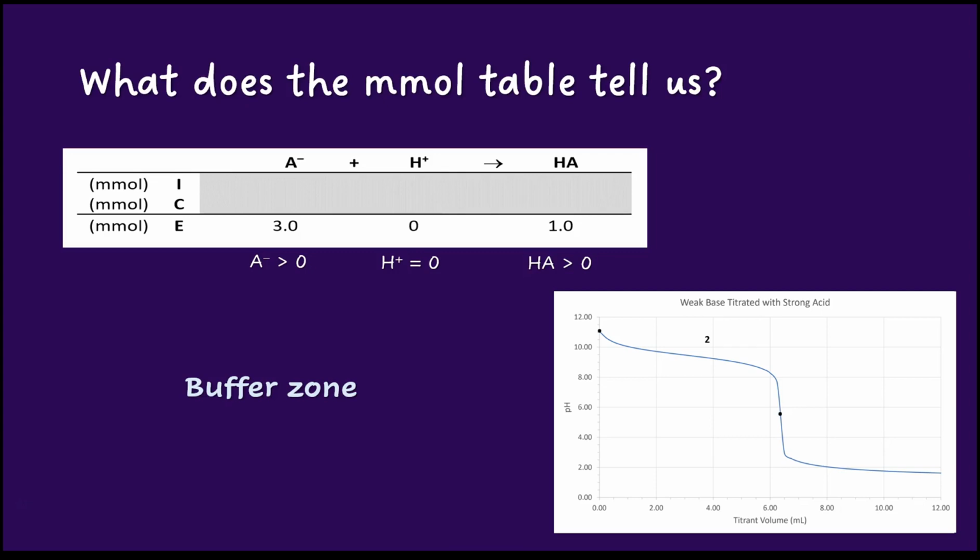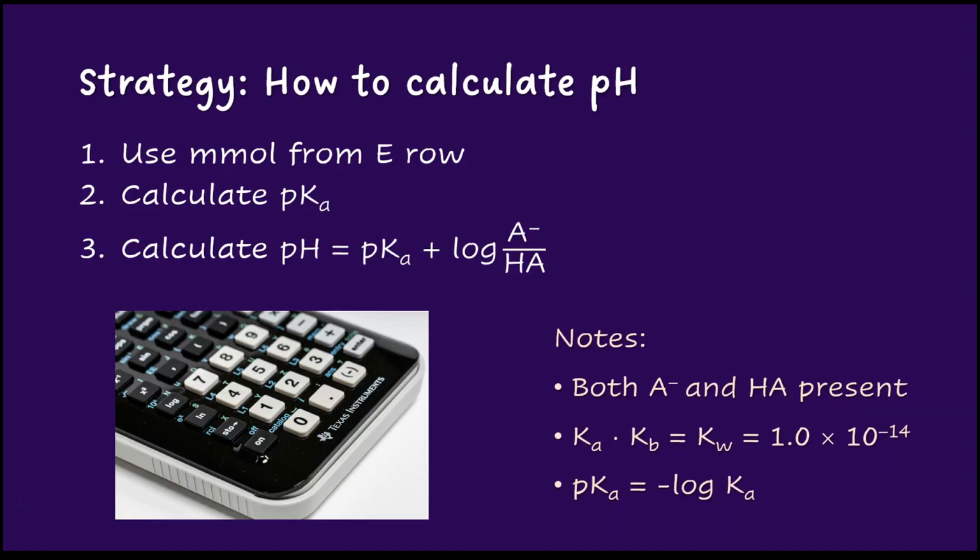A- and HA can be any values as long as they are both greater than 0. Here, we'll look at the situation where they are not equal to one another. Because we have both A- and HA, we can use the Henderson-Hasselbalch equation, which is pH equals pKa plus the log of the conjugate base over the conjugate acid.